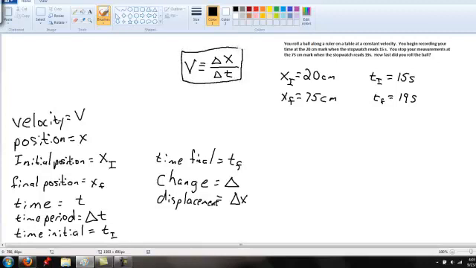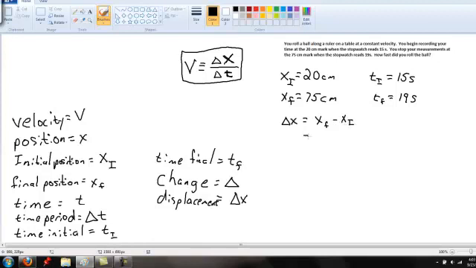Every velocity problem you do, where you know the displacement and the time period, this is the equation you should use. We don't know the displacement or the time period though. We only know positions and instant times. Defined, the delta x is a change in position. The change in anything is the final minus the initial.